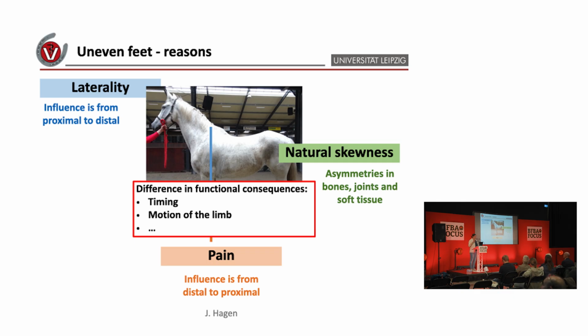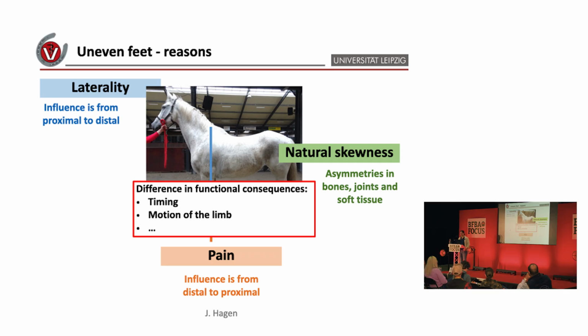Depending on the cause, natural skewness, laterality, or pain, there is a very different effect on the function of the hoof, in particular on the timing of the motion pattern, like breakover, landing, and mid-stance. It also has a different effect on the motion of the limb and the swing phase. That makes it complicated to find a good solution. Usually people or farriers ask, shall we correct the angle? Shall we adapt the angles of the hoofs? Shall we leave it like it is? What can we do to improve the situation? It really depends on the underlying reason.